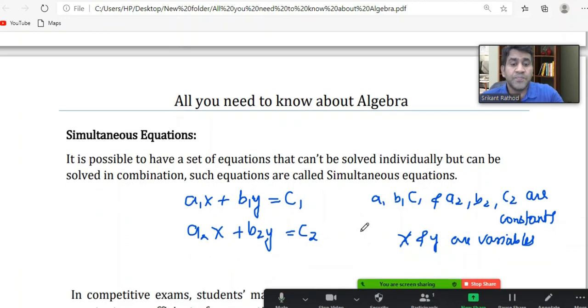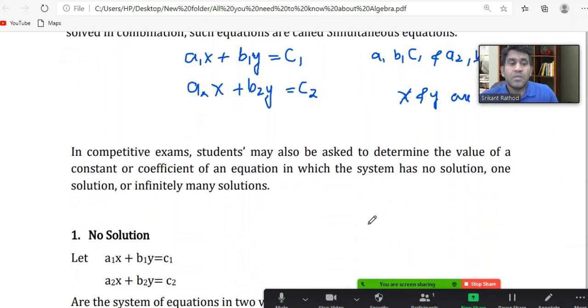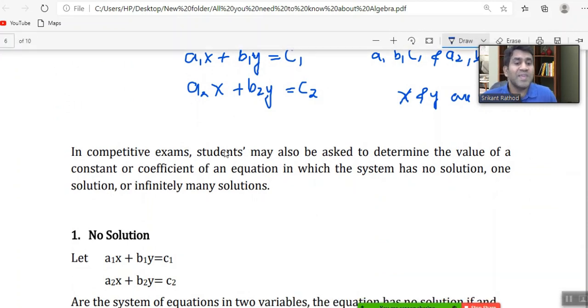All right, as I mentioned, in competitive exams students may also be asked to determine the value of a constant or a coefficient of an equation in which the system has no solution, one solution, or infinitely many solutions.